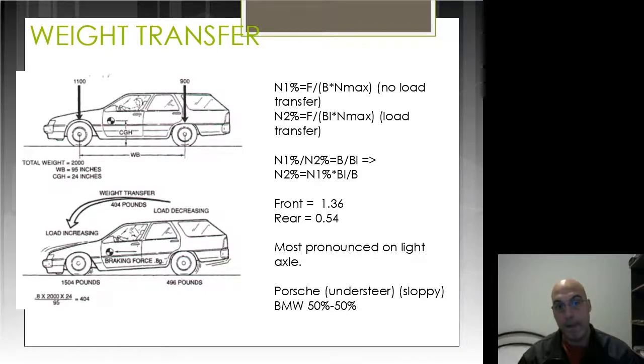So that's what I'm showing here. When there is a transfer, at the front there'll be a 30% difference, for example. At the rear, it'll be almost a 50% difference. It's most pronounced on the lighter axle, and it's more sloppy on the lighter axle.